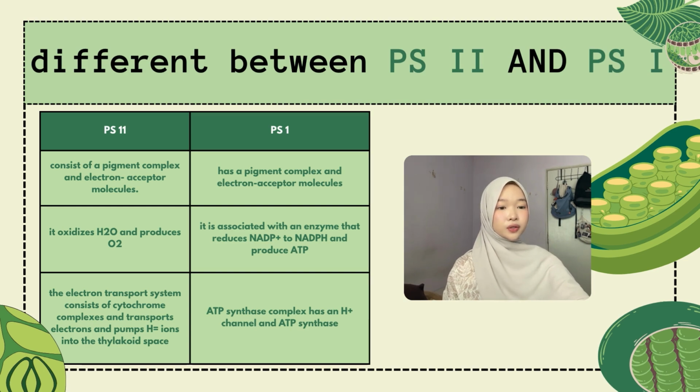Photosystem 2 is the first to act in the light reaction, and it is responsible for splitting water molecules, a process called photolysis. This produces oxygen, electrons, and hydrogen ions. The oxygen is released as a byproduct, while the electrons move through an electron transport chain. Photosystem 1, on the other hand, re-energizes this electron using light energy again. It plays a major role in producing NADPH, which is an important molecule used in the dark reaction.